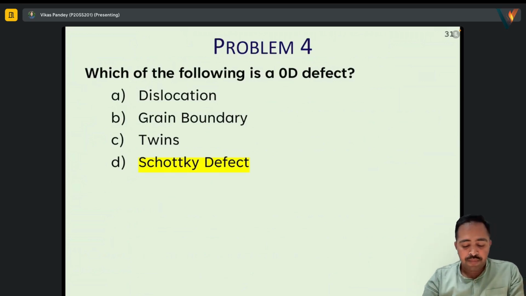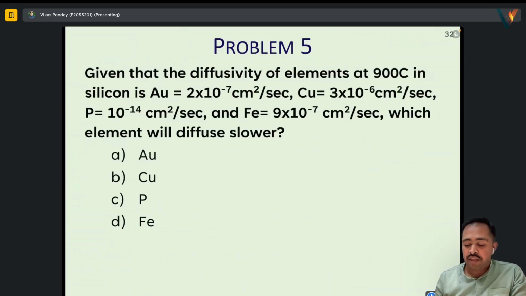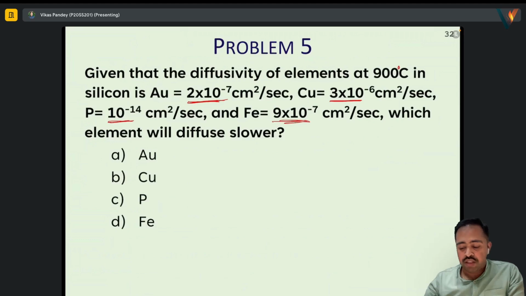Okay. Now let's come to problem 5. Given the diffusivity of elements at 900 degrees Celsius in silicon: for gold, the diffusivity is 2 into 10 to the power minus 7 centimeter squared per second. For copper, it is 3 into 10 to the power minus 6. For phosphorus, it is 10 to the power minus 14. And for iron, it is 9 into 10 to the power minus 17. Which element will diffuse slower?